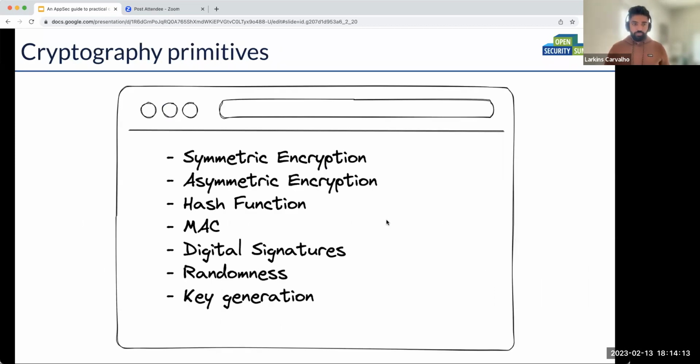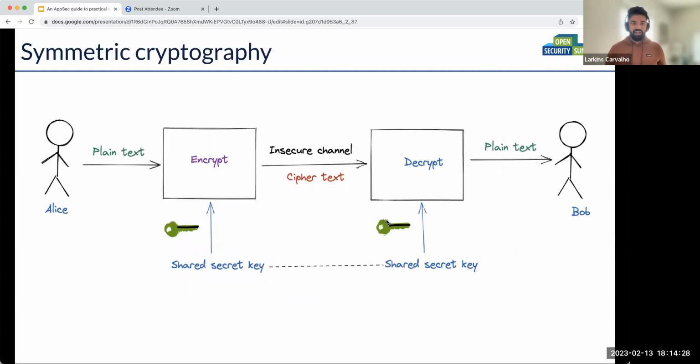These are some of the cryptography primitives: symmetric encryption, asymmetric encryption, hash functions, MAC (message authentication codes), digital signature, randomness, key generation. Now let's take a look at each one of them to understand at a high level what they are. So symmetric encryption is a way of sending data from point A to point B using the same shared secret key. Symmetric encryption relies on a secret key, which is shared between two parties.